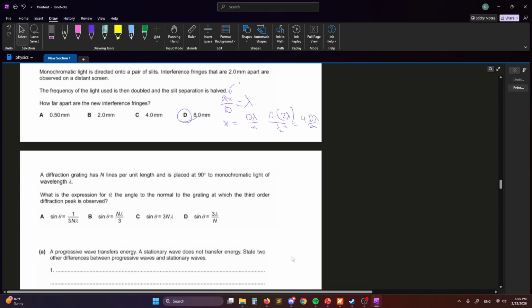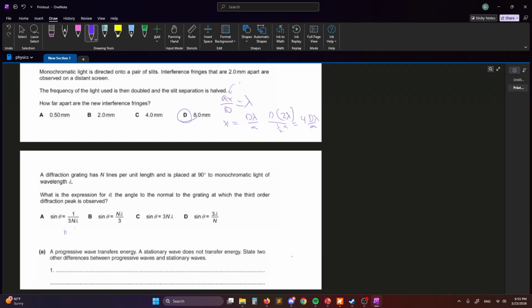A diffraction grating of n lines per unit length is placed at 90 degrees to monochromatic light of wavelength lambda. What is the expression for theta, the angle to the normal to the grating at which the third order peak is observed?